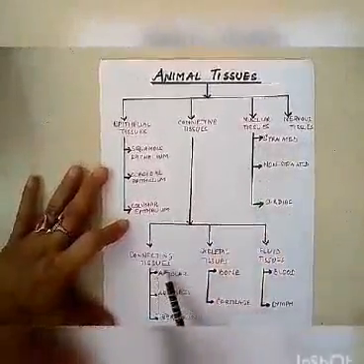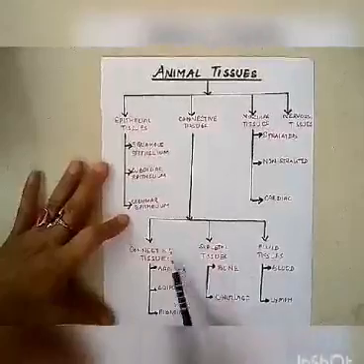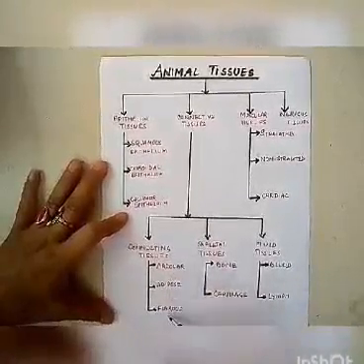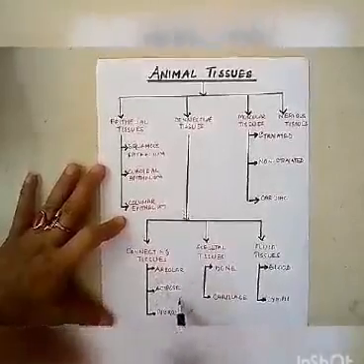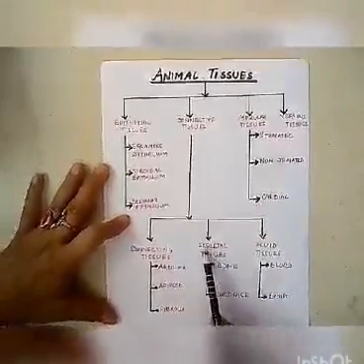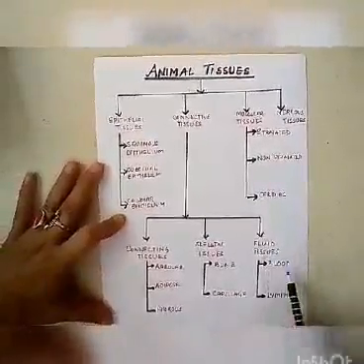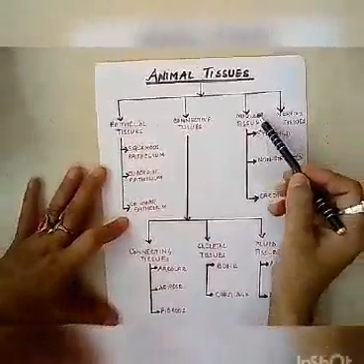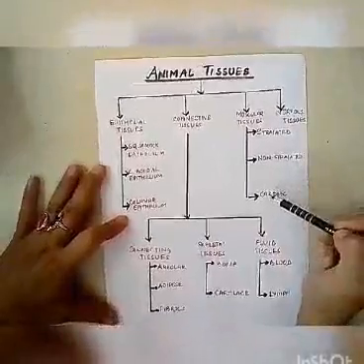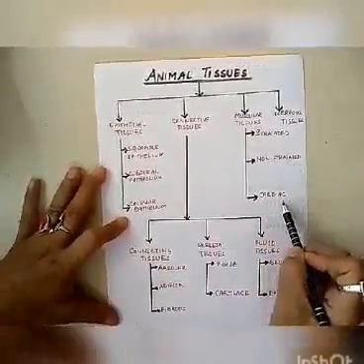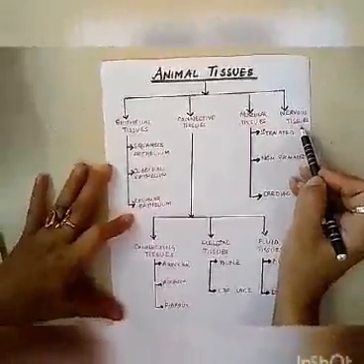Connective tissues are again divided into three types: connecting tissues, skeletal tissues and fluid tissues. Connecting tissue again has three types: areolar, adipose and fibrous connecting tissues. Skeletal tissues: bone and cartilage. Fluid tissue: blood and lymph. Now muscular tissue: three types are there: striated, non-striated and cardiac. Then nervous tissue.